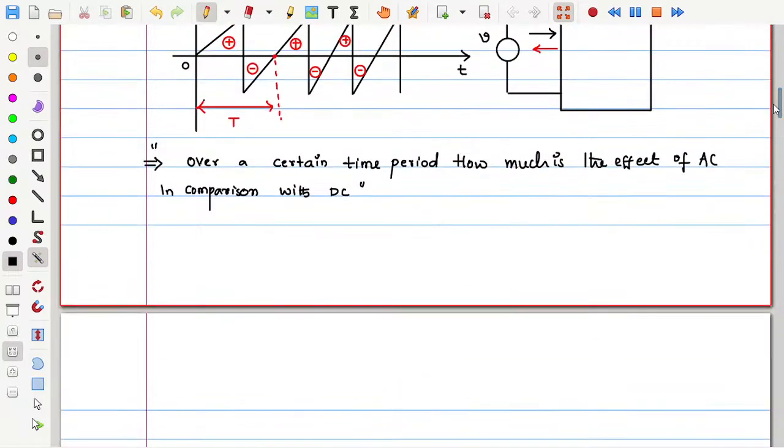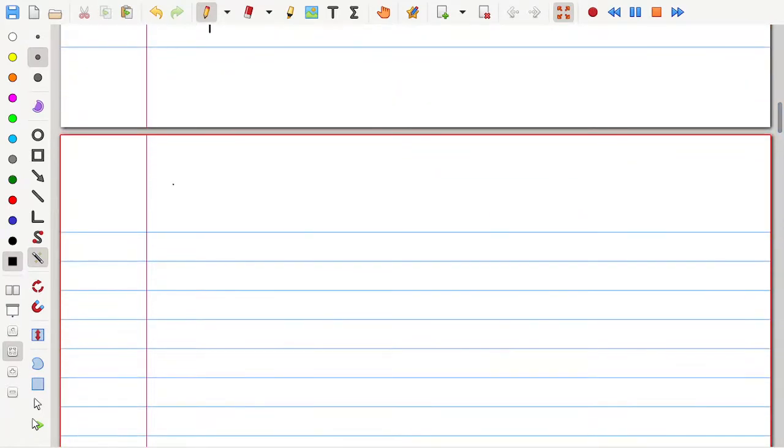We stated that over a certain time period, we want to see how much is the effect of AC in comparison with the DC. This is the major statement that gives two important parameters: one is the average value, and one more is the RMS value. So let us discuss today the RMS value. It can also be called the effective value.